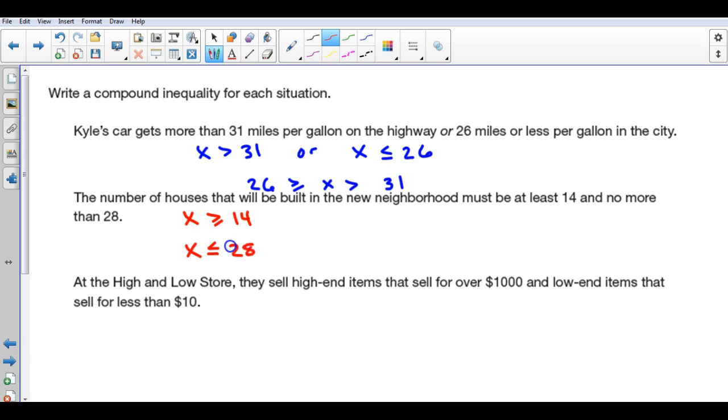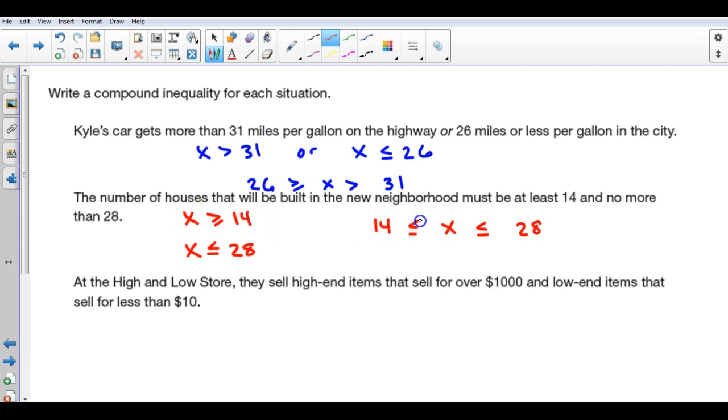So let's think of some possibilities. How about 20? How about 22? Those are good answers. If I have 12, well, that's not enough. 12 is less than or equal to 28, but 12 is not at least 14. So let's arrange this. I'm going to put 14 here, put the X in the middle, put the 28. X is less than or equal to 28, and it's also greater than or equal to 14.